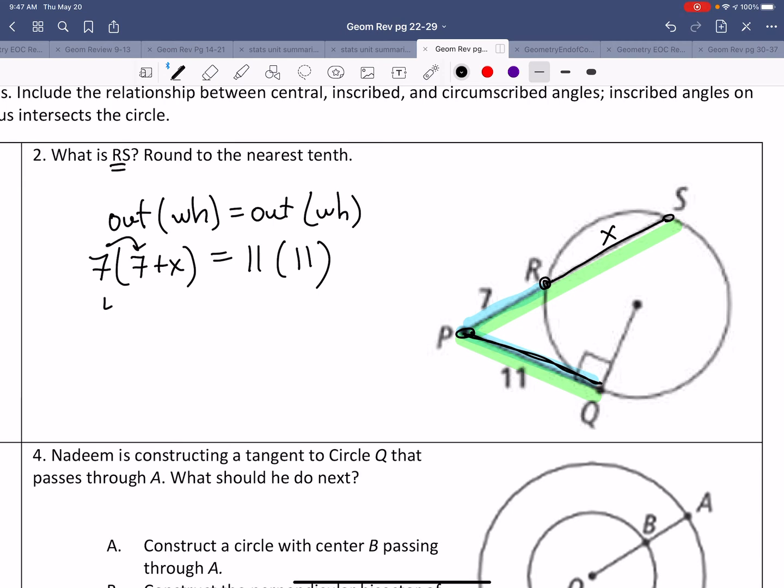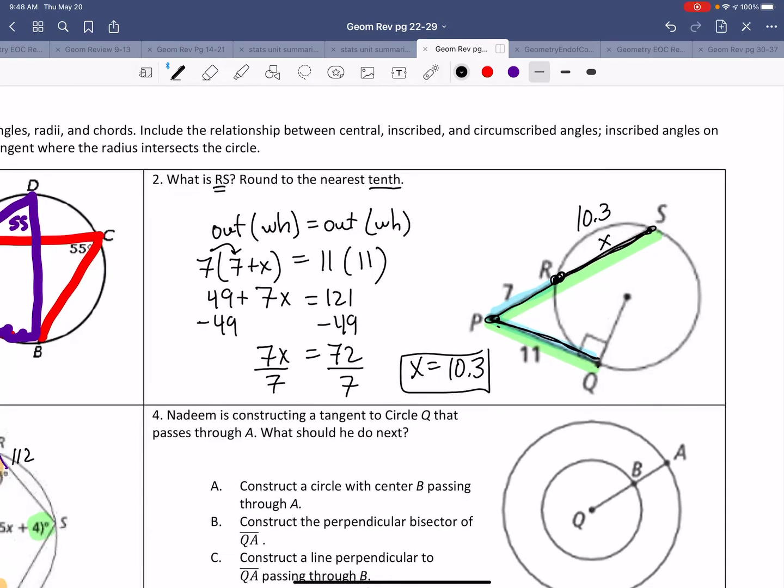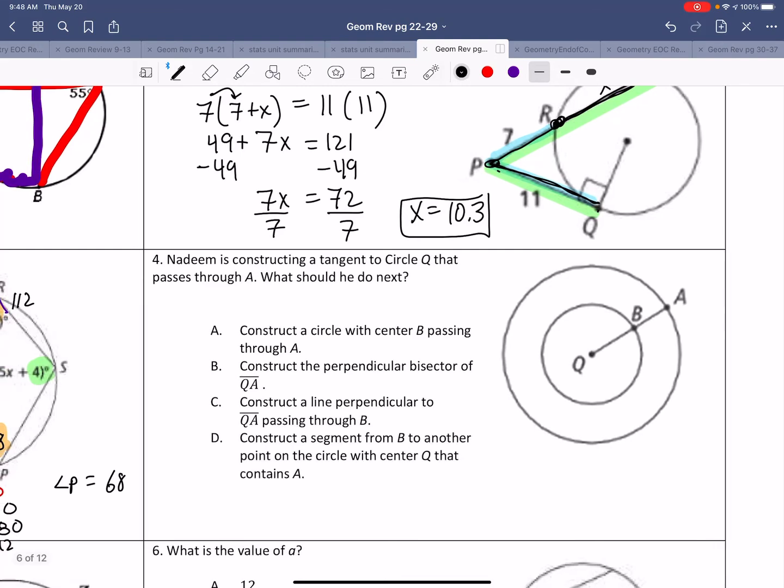Now doing a little algebra here. It said round to the nearest tenth, so I'll get 10.3. And when I plug that in, that looks about right. This length is 10.3 and another 7, so about 17, and that's 11. I'm looking for a number bigger than 11. Cool. Question number 4. Construct a tangent line that passes through A. What should we do next?